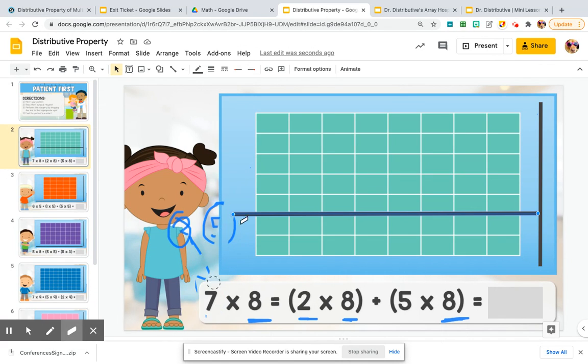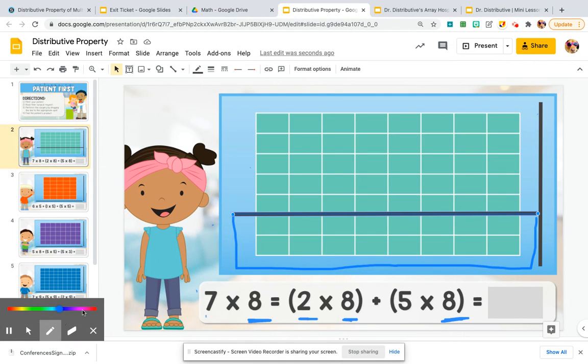Remember, when we use distributive property here, we are taking an original problem and breaking it into smaller units. So here, I made an array. And also here at the top, I'll use a different color to represent this one, I made an array.